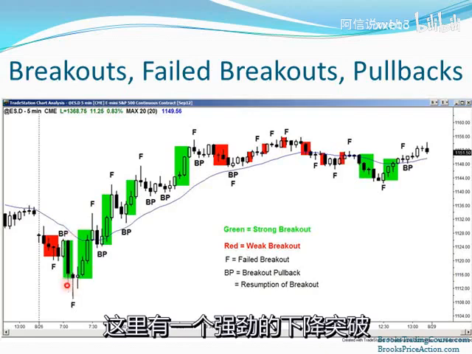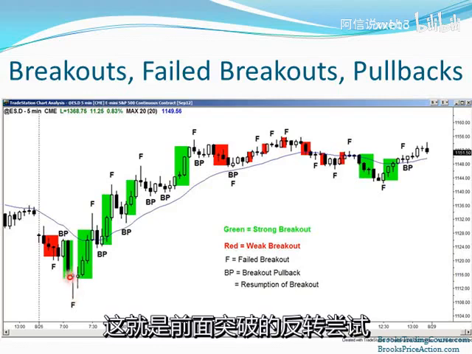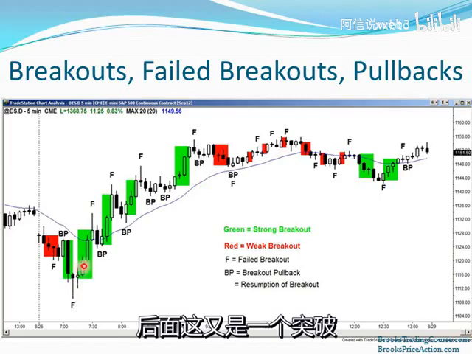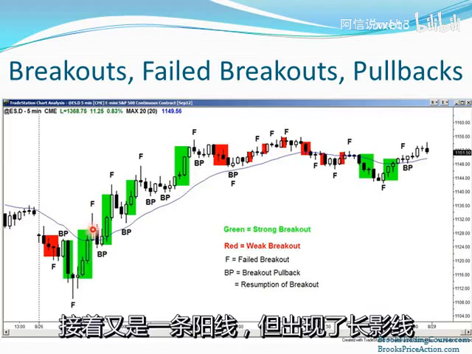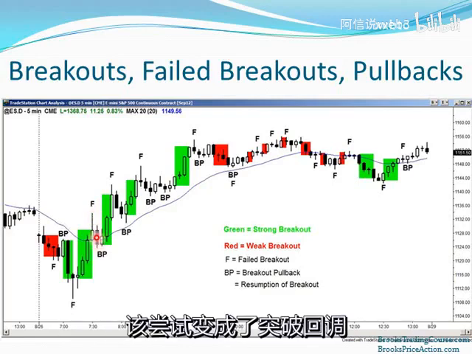We have a strong bear breakout here, but look what followed. A bar with a very, very big tail. So that is the reversal attempt for this breakout. Here's another breakout. You have two strong bull bars. You have a third bull bar with a big tail, and now we have a reversal attempt. The reversal attempt became a breakout pullback.